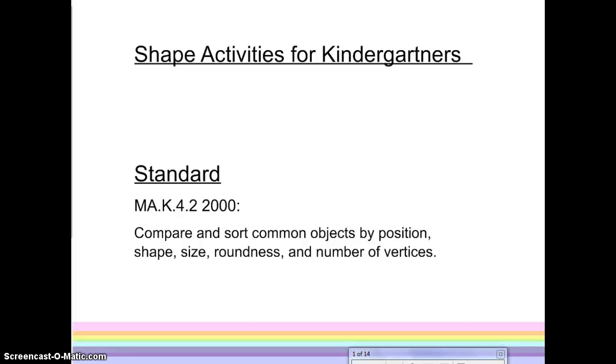Hi, I'm Abby Ridgeway, and today I'm going to demonstrate to you how to effectively use a smartboard in a classroom setting. This specific smartboard activity is all about shapes and is geared toward kindergartners. It satisfies the state standard 4.2 and it requires students to compare and sort common objects by position, shape, size, roundness, and number of vertices.